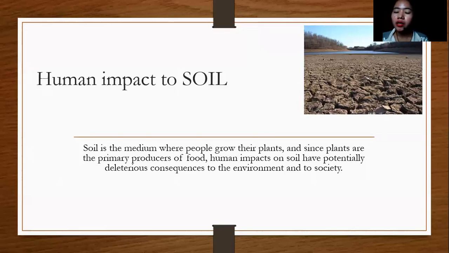So since plants are the primary producer of food, human impacts on soil have potentially deleterious consequence to the environment and to the societies, which means that the human impacts, dako kayog impact no or damage sa isa ka soil or sa isa human ang pag nasira yung ating soil, since plants is the primary producer of food, and without soil dili gid ta maka produce og food. So kuan na lang kung synthetic ang ato ang gina intake sa atong lawas.